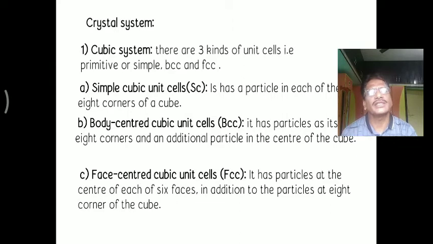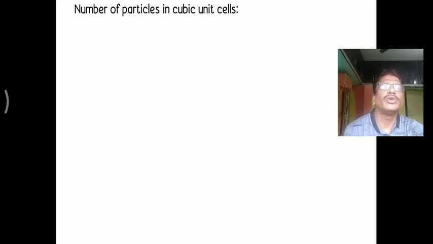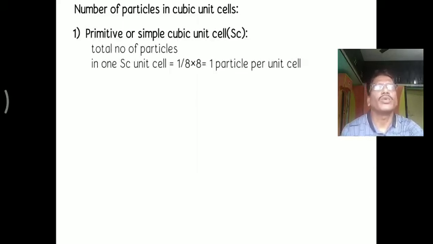This was studied in the last lecture as well as in today's lecture. And from that we have to study the crystal system. So the number of particles present in each unit cell, that is SC, BCC and FCC, that we have to calculate. If we consider the first one, the simple or primitive unit cell, we have to calculate how many particles are present in this simple cubic unit cell.